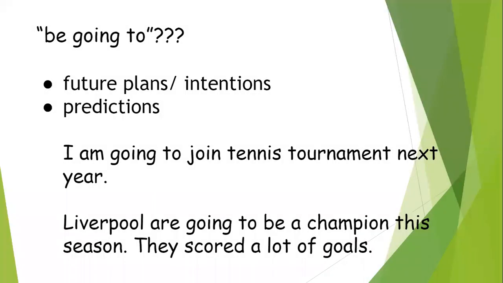In the previous lesson, we learned how to use be going to talk about future plans and intentions, and sometimes to make predictions. For example, I'm going to join tennis tournament next year. In this sentence, the speaker expresses his plans about upcoming days. Liverpool are going to be a champion this season. They scored a lot of goals. But in this sentence, we can see a prediction about future.